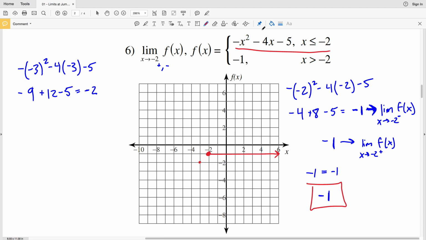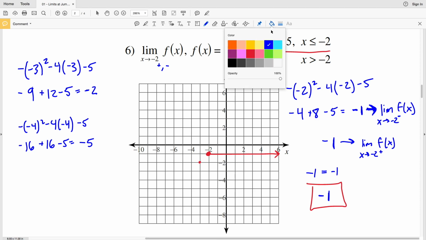And now I'll plug in -4. So we'll have the opposite of -4 squared minus 4 times -4 minus 5. So that's the opposite of -4 squared, which is going to be -16. And then when I'm subtracting 4 times -4, that's the same as adding a +16, and then I'm subtracting 5. -16 plus 16 is 0, minus 5 is -5. So when I'm at -4 in the x, f of x is -5.